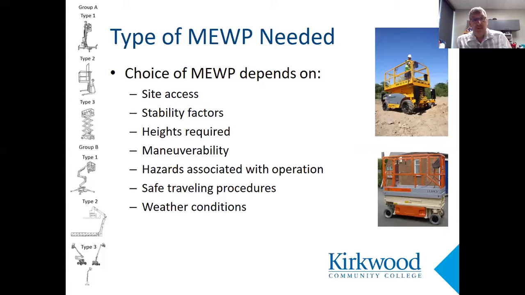The type of MEWP needed, well, that's how we start our training. That's our first step. So we figure out which one we need, and then we can develop our program from that. Some examples are site access, surface and distance, stability. Are we going to be on a hard surface, soft surface? How high do we need to go? I'd like to think that shorter is better here. So you don't have that possibility of going really, really high where you don't need to.